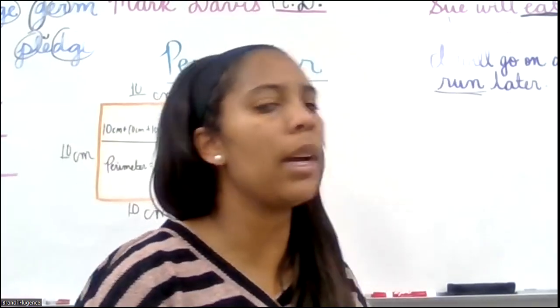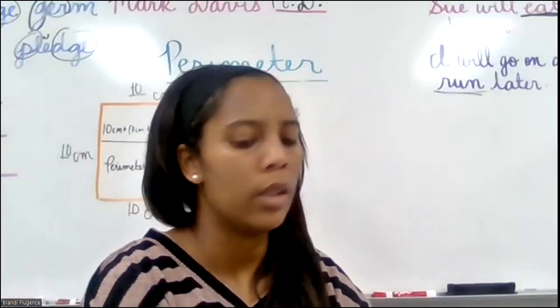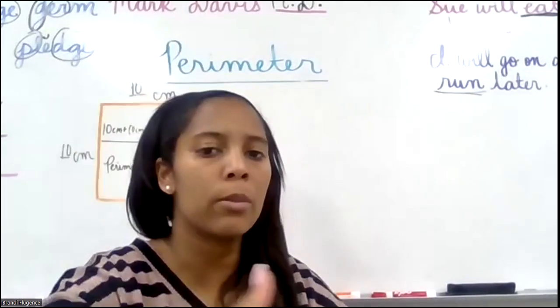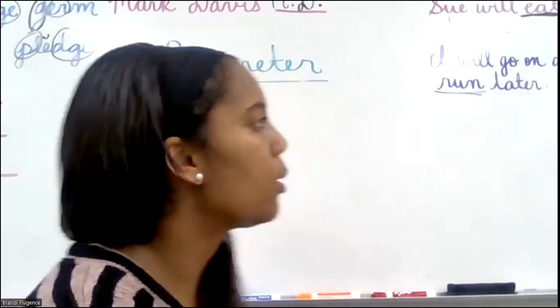Okay, so what was your top line? How much should it have been? 10 centimeters. What was your sides? 14, and the bottom should also have been 10. All right, let's do the number sentence.